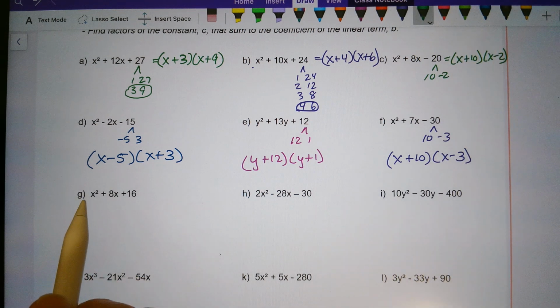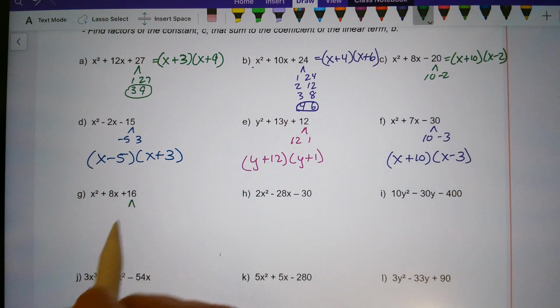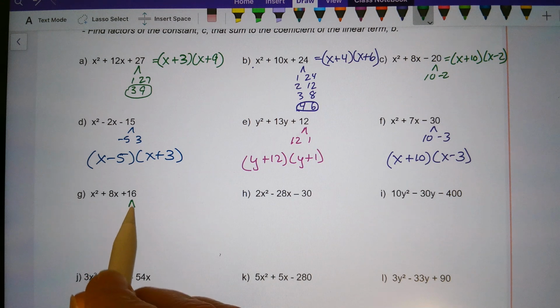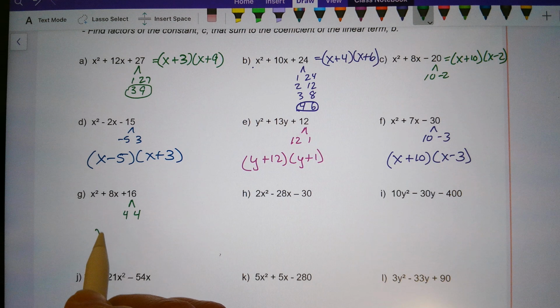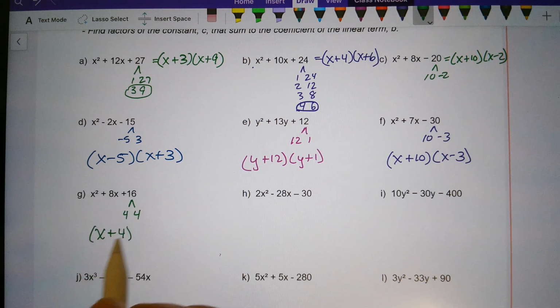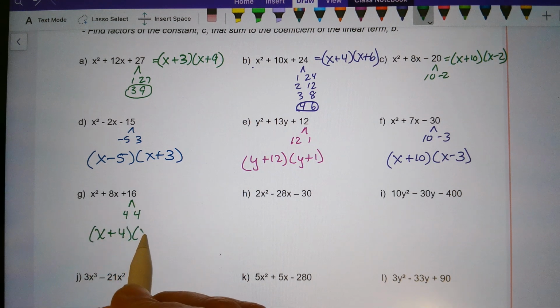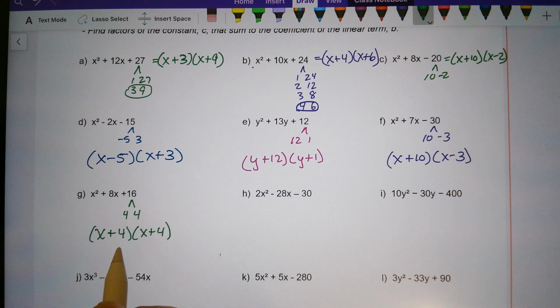G, again, the leading coefficient is 1. Go right to the constant, 16, the factors of 16 that add to 8, 4 and 4. So this factors into the binomial x plus 4 and x plus 4, which can be written as x plus 4 squared if you like.